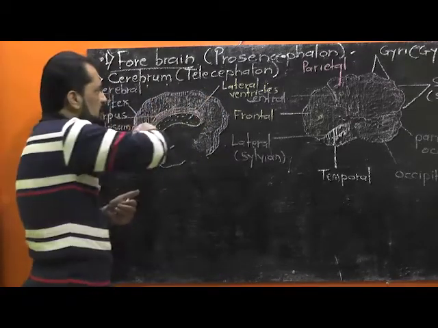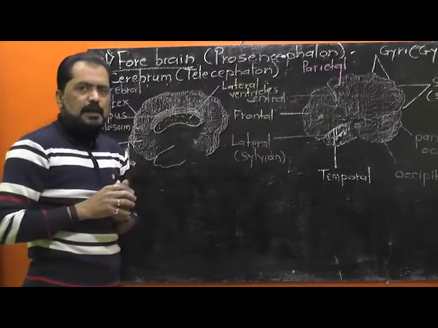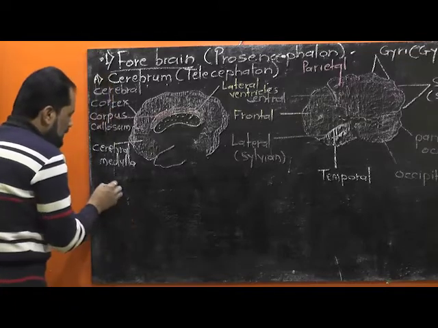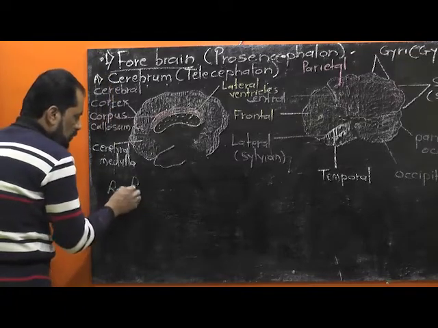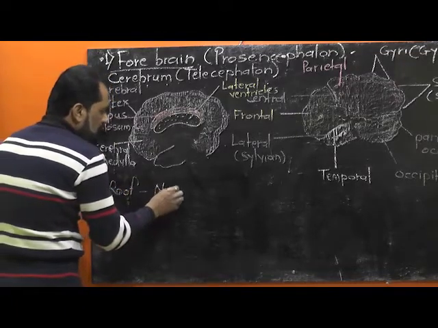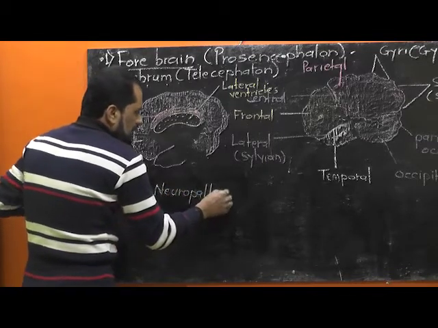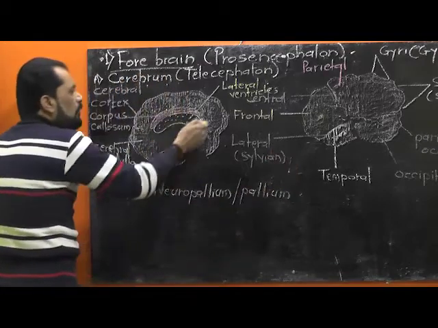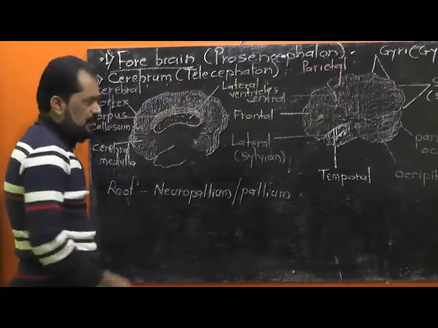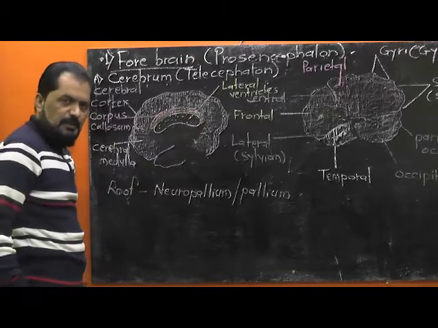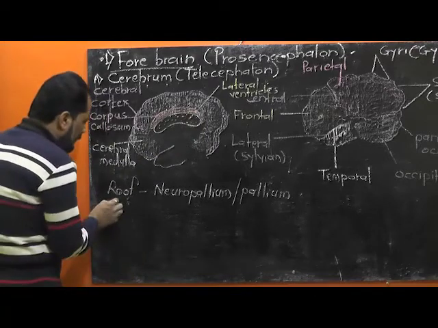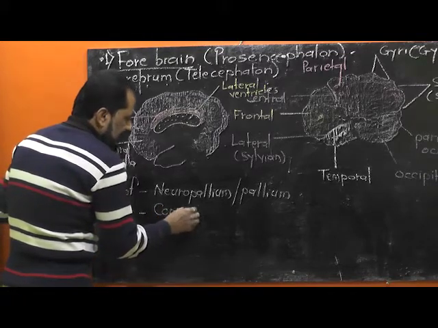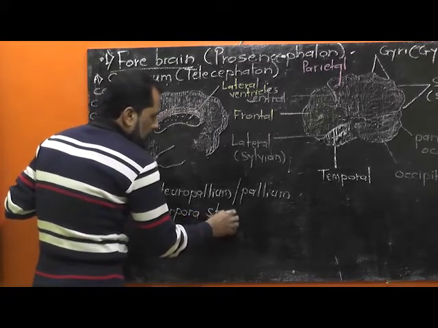The roof of this cerebral hemisphere, the upper part, is very thin, and that roof of the cerebral hemispheres is known as the neopallium or simply the pallium. While the floor of the cerebral hemisphere, that floor is known as the Corpora Striata.